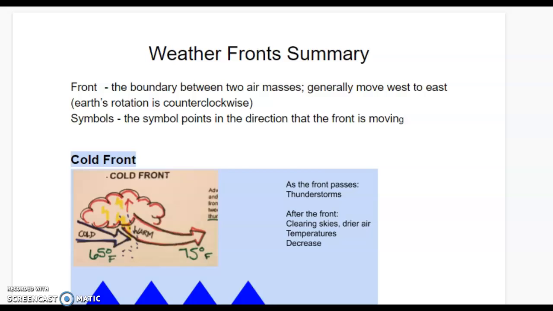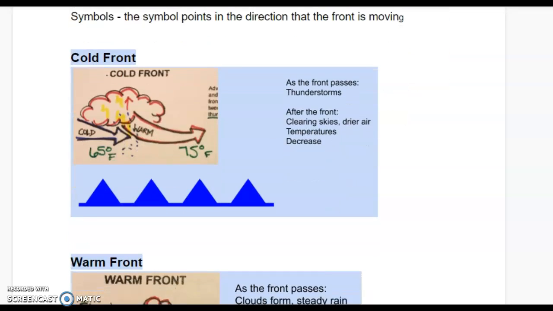Look at the teeth of the symbols. The symbol points in the direction that the front is moving. So when we look at them on a map, whatever direction those quote-unquote teeth are pointing, that's the direction of motion. Let's start with a cold front.